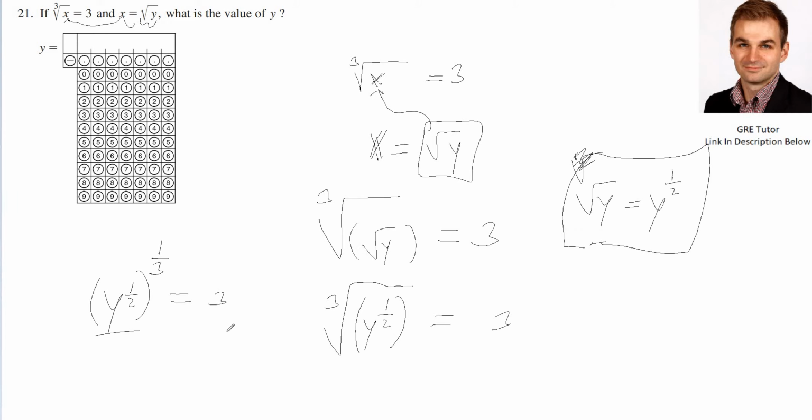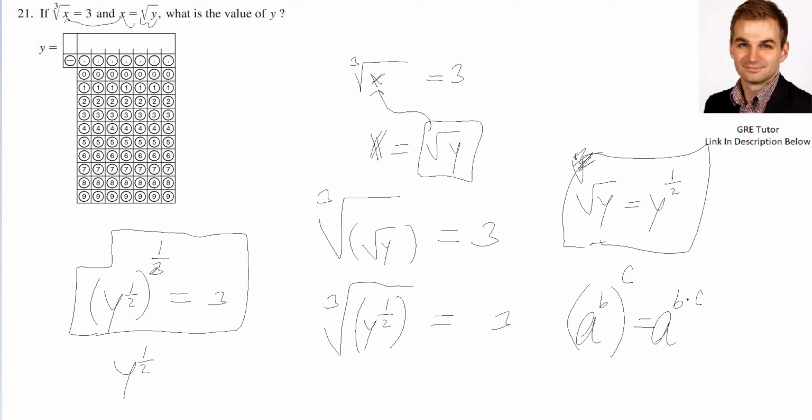Okay, so now we can work on another property of exponents. The second property of exponents is that whenever you have, for instance, a to the b, and that taken to the c, so a taken to some power b taken to another power c, what you have is a to the b times c. This is just another property of exponents that you can use. So we can do that over here. We get y to the 1/2, and it's taken to the 1/3 power, which means we can multiply the 1/2 by 1/3.